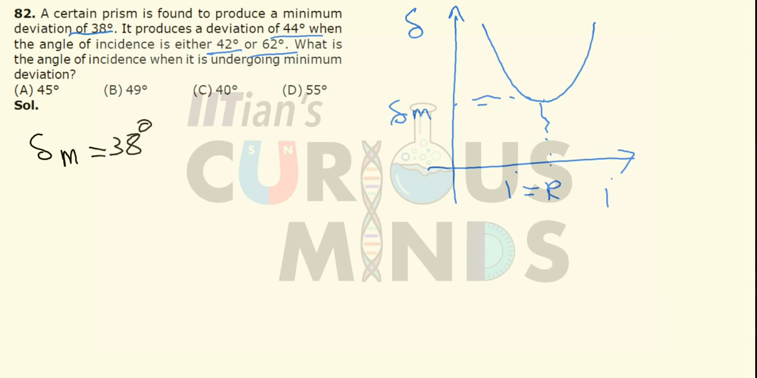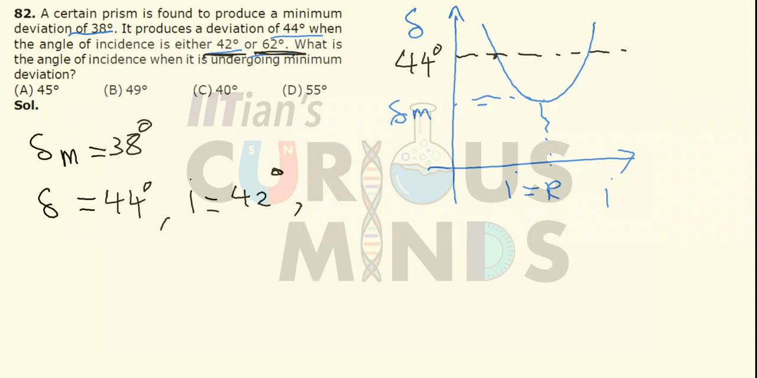It produces a deviation of 44 degree when the angle of incidence is either 42 or 62. So if I draw here, I can say that when delta is 44 degree and the angle of incidence is 42, the angle of emergence will be 62, or if the angle of incidence is 62, the angle of emergence will be equal to 42. So delta in the second case is equal to 44 degree, the angle of incidence is equal to 42 degree, and the angle of emergence is equal to 62 degree.